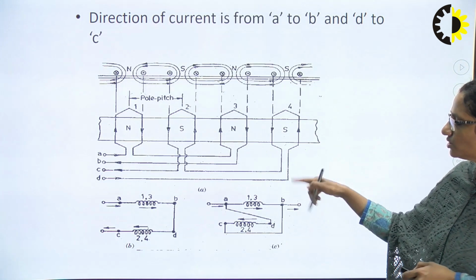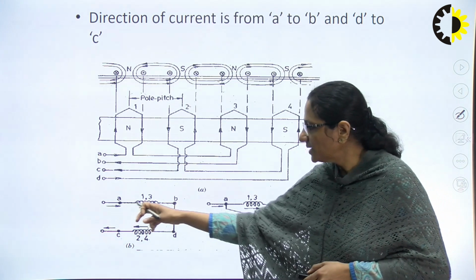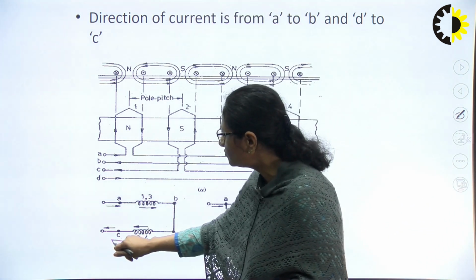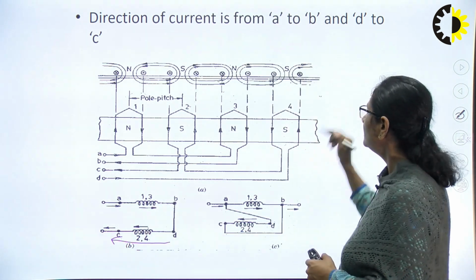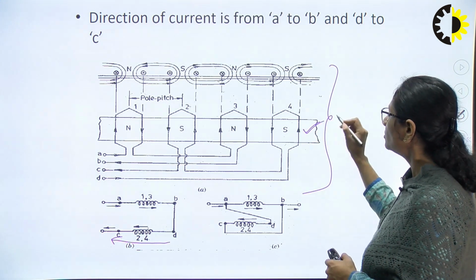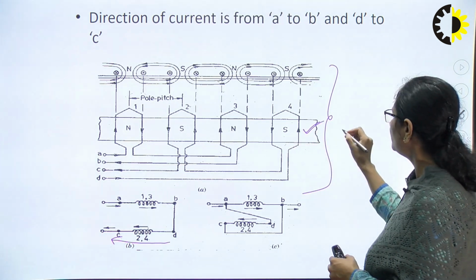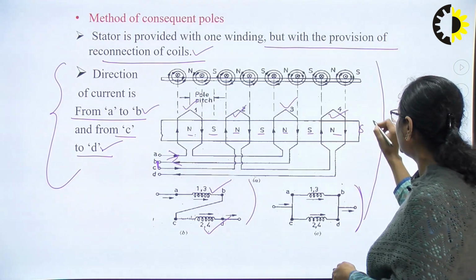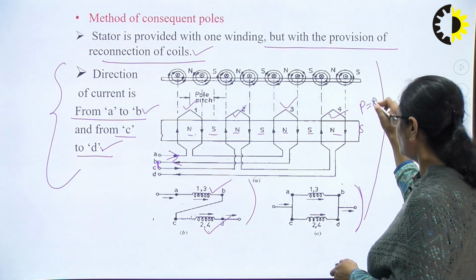Here the direction of current is changed. From A to B it will remain the same and in the other group the current is flowing from D to C. The number of poles so produced are 4. So 2 pole pairs are produced. It is giving us a 4 pole winding. It gave us an 8 pole winding.